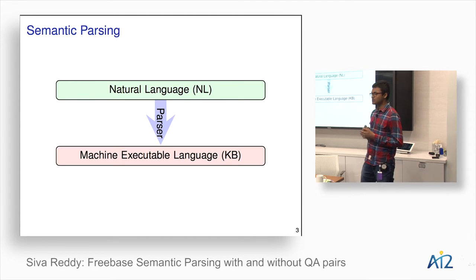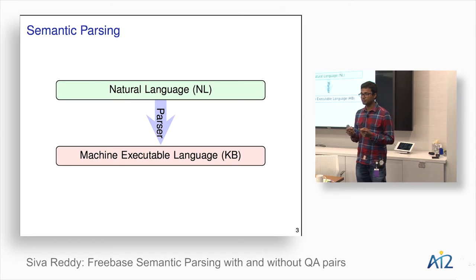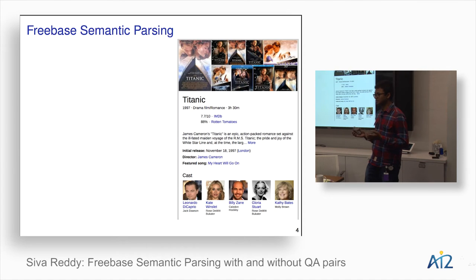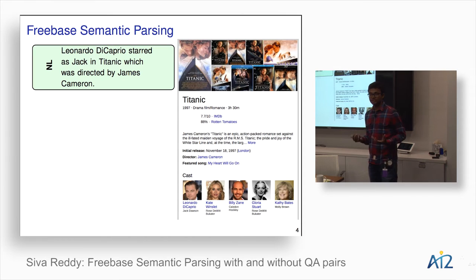Okay, so what is semantic parsing? Semantic parsing is converting natural language to a machine executable language. In this talk, we are particularly talking about Freebase semantic parsing. By this, I mean you have Freebase, which has entities and relations between these entities. So here you have Titanic, and Titanic's director is James Cameron, and the cast here is DiCaprio, Kate Winslet. Now, given a natural language sentence like Leonardo DiCaprio starred as Jack in Titanic, which was directed by James Cameron, this is a pretty complex sentence.